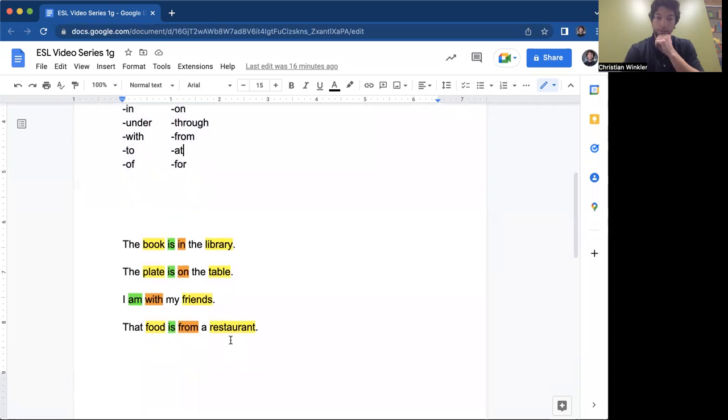And now the example sentences. So our first one, the book is in the library. So we have our two nouns in yellow. We have our verb in green, which comes from the verb to be. And we have our preposition in orange.